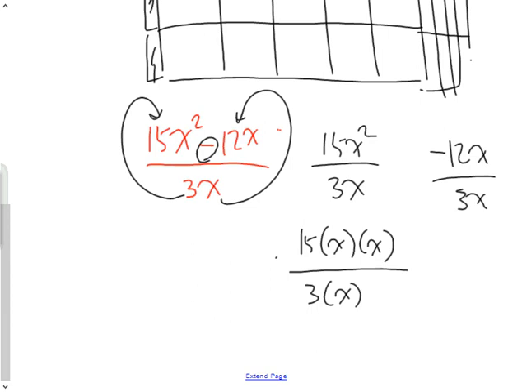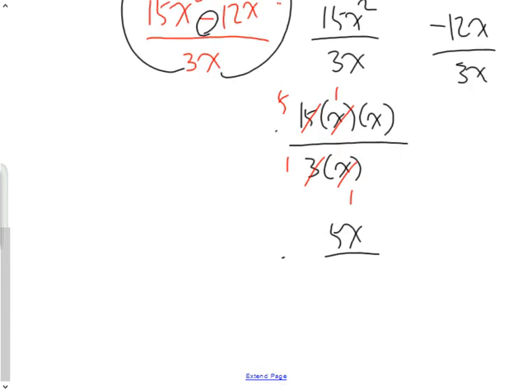If we reduce this to lowest terms, 15 over 3 will reduce to 5 over 1, and x over x will reduce to 1 over 1. When I now multiply out what I have, 5 times 1 times x is going to be 5x, and 1 times 1 is simply 1. So 5x over 1 doesn't need the over 1 written, and this will reduce down to 5x.